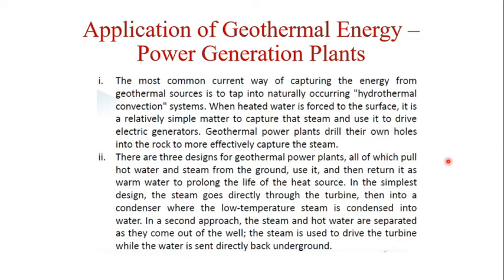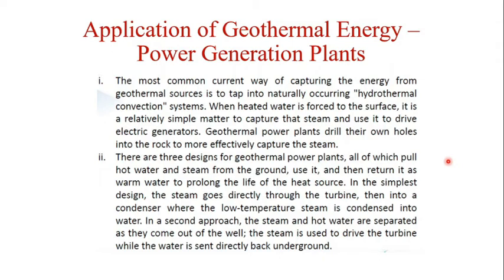The most common current way of capturing the energy from the geothermal sources is to tap into naturally occurring hydrothermal convection systems. When heated water is forced to the surface, it is a relatively simple matter to capture that steam and use it to drive electrical generators. Geothermal power plants drill their own holes into the rock to more effectively capture the steam. There are three designs for geothermal power plants, all of which pull hot water and steam from the ground, use it and then return it as warm water to prolong the life of the heat source.